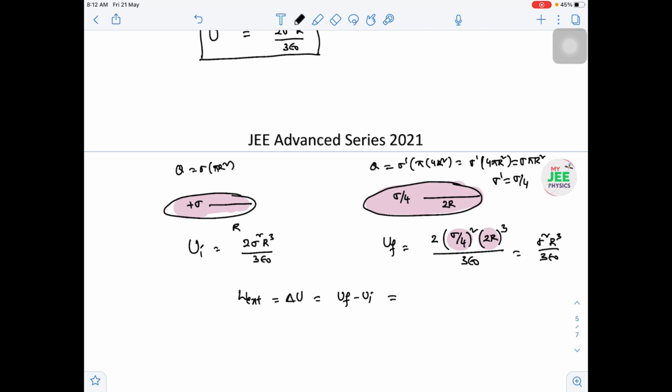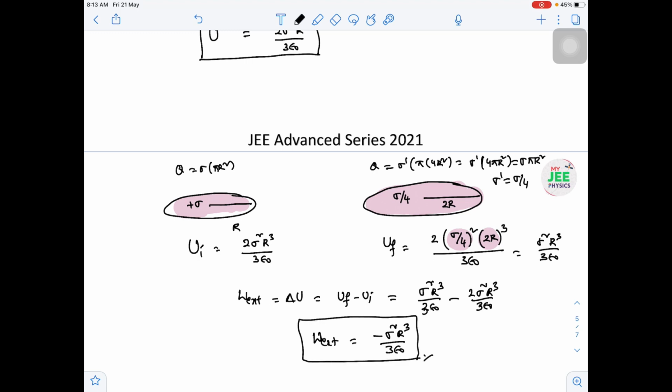So actually the final value is less than the initial value. Okay, so then sigma square r cube by 2 epsilon naught minus 2 sigma square r cube by, sorry, this is 3 epsilon naught. Then the work done by external agent is equal to minus of sigma square r cube by 3 epsilon naught. See, I got external work done negative. What does it mean?